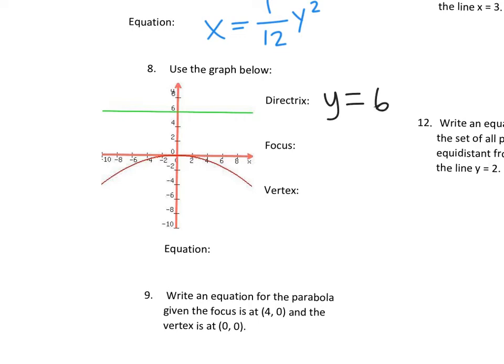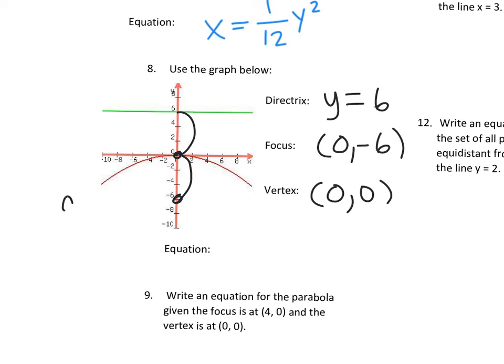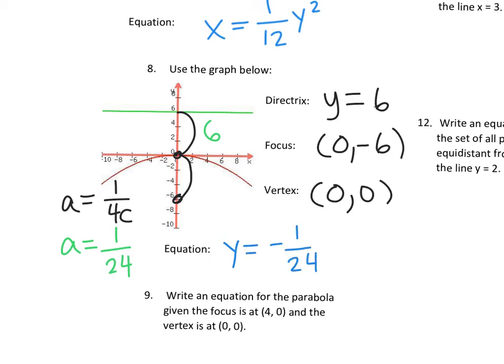The vertex is at 0, 0. So the focus has to be at 0, -6. So again, I'm going to use the formula A equals 1 over 4c. I know that c is 6, so A equals 1 over 24. It's a parabola that opens down, so it's going to be y equals, and it's going to be negative because it opens down. So it's negative 1 over 24 x squared.